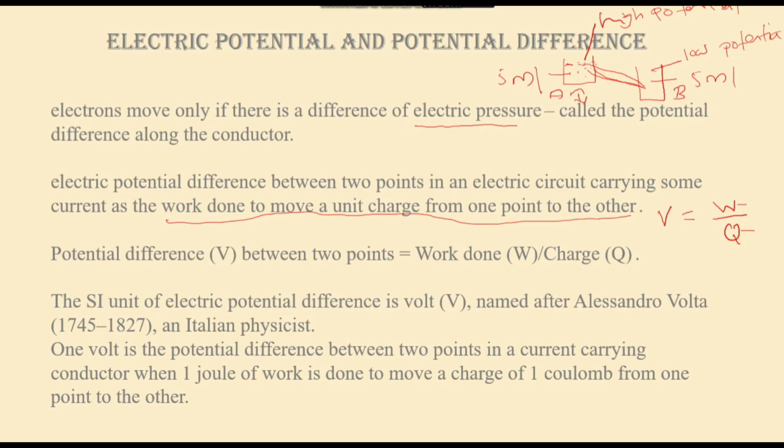And the SI unit of electric potential is volt, named in honor of the scientist Alessandro Volta, an Italian physicist. So the SI unit of electric potential is volt. 1 volt is equal to 1 joule per 1 coulomb. Coulomb is the unit of charge, and the unit of work is joule. These are the dimensions of 1 volt.